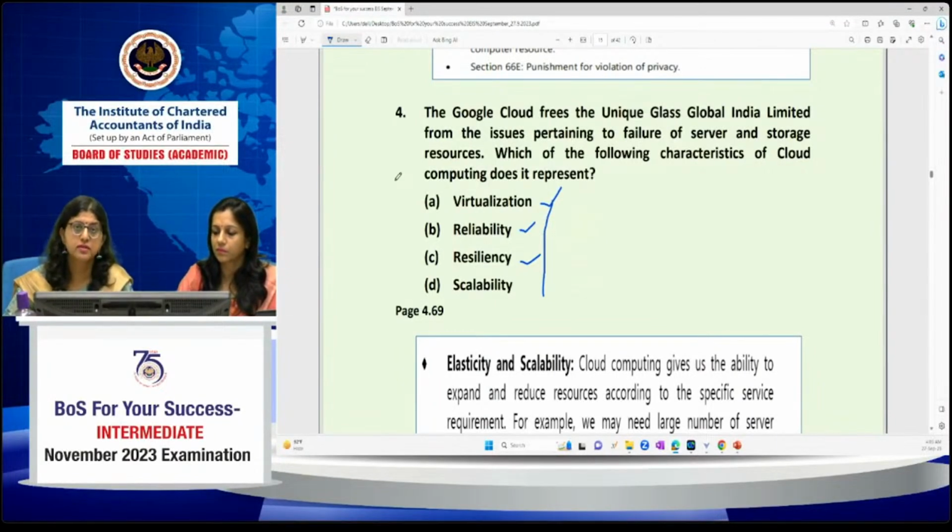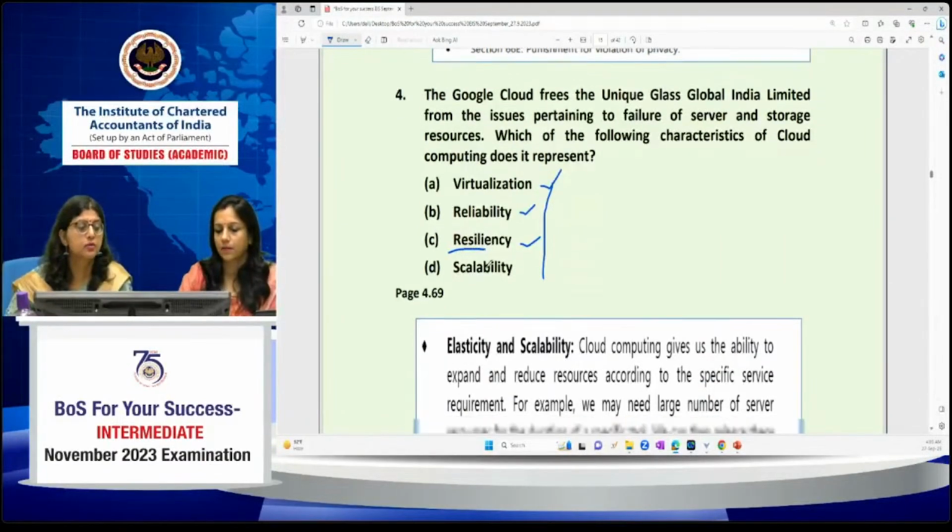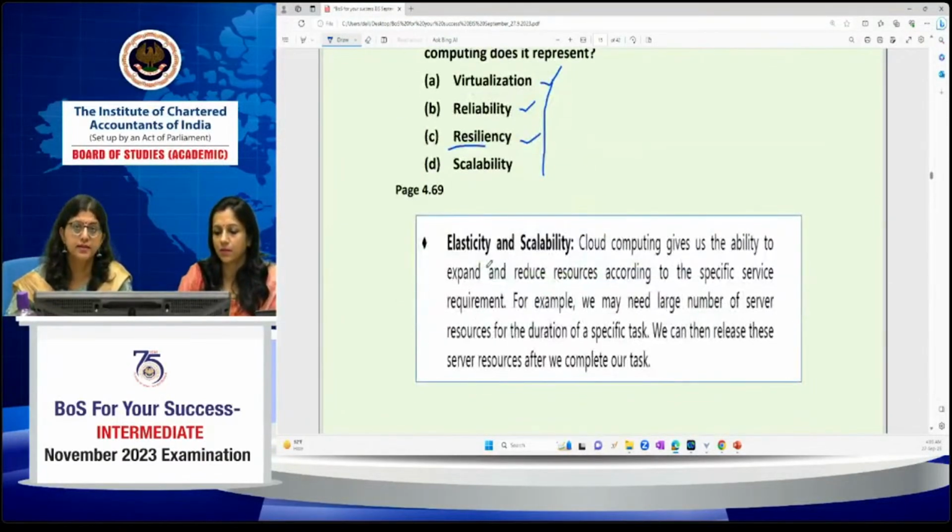The resources that we have, are we able to use them and upgrade on those lines only, or do we have to remove the entire infrastructure and build a new thing? So scalability would be how much we are able to use the existing resources and build the upgradation on it. So clearly we are able to get the answer that the answer is going to be resilience in this particular case.